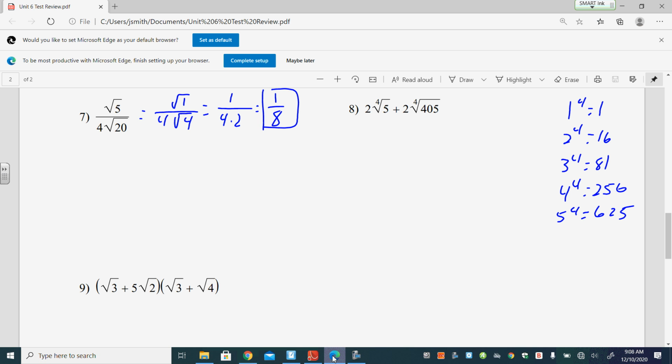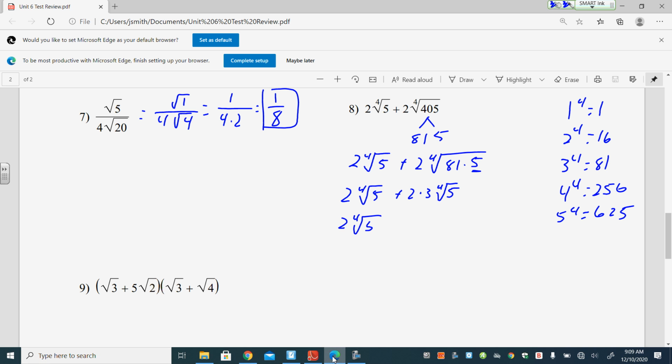All right, so here we go. So then this breaks down into 81 and 5. So now I get 2 fourth roots of 5 plus 2 fourth roots of 81 times 5. The fourth root of 81 was 3, so I bring that out. The 5 is the leftover. Simplify some more. Again, you can skip some of these steps if you like, but I'm just writing it all out for you. 2 times 3 is 6. Now that they have the same index and the same radicand, you can now just add. So 2 plus 6 gives me 8. There you go.